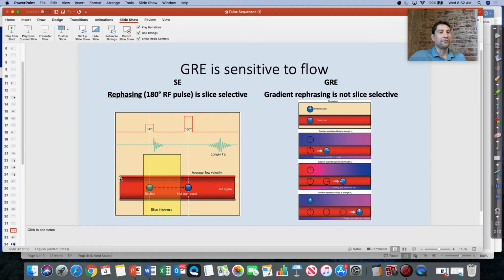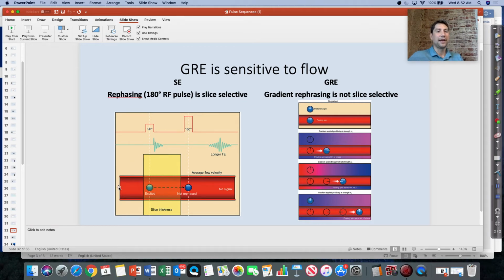So we have flowing blood. This is a vessel going through a slice. This is our slice thickness. Let's say for a brain it's 5 millimeters, right? That's typical brain slice thickness. MSK, it's like around 3 or even less. So this is 5 millimeter slice thickness.